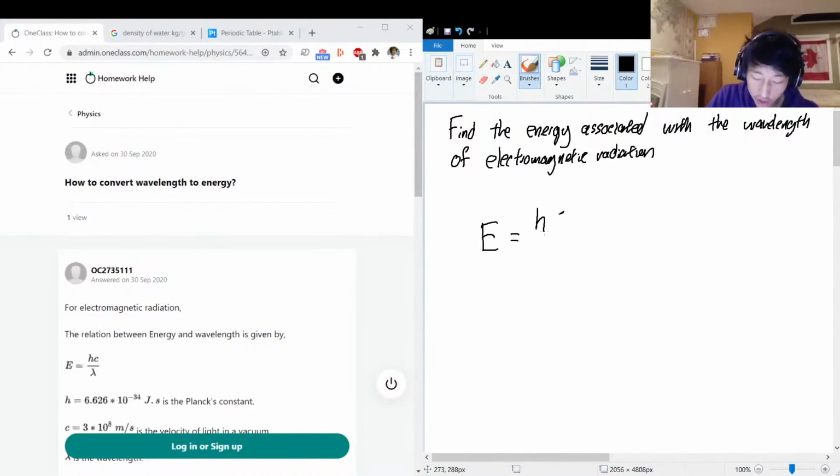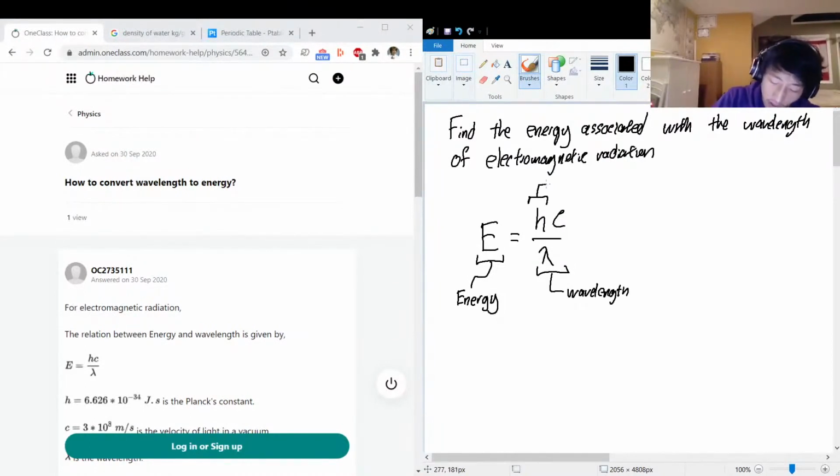Now the equation that we want to use here is energy equals hc over lambda. Lambda is a Greek letter. In a lot of physics and math we use Greek letters because the Greeks were pretty good at science. So this is energy. E for energy makes sense to me. Lambda is wavelength. The h, that's Planck's constant. And c is the speed of light.